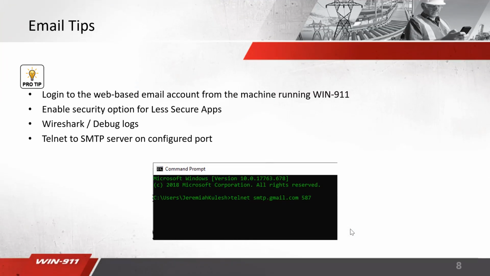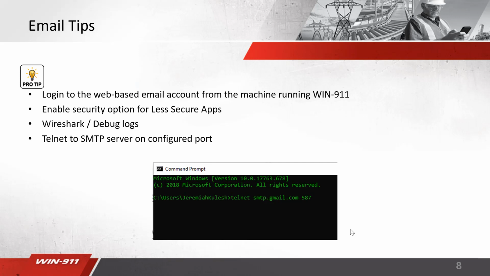So some quick tips about email. Sometimes you can put in the correct credentials and you're still not able to get the permission to send an email through that email server like Gmail, Yahoo, whatever the case may be. So one thing you want to always try is from that machine that you're running WIN-911, log in to that email account. Put in your credentials, validate you can log in.